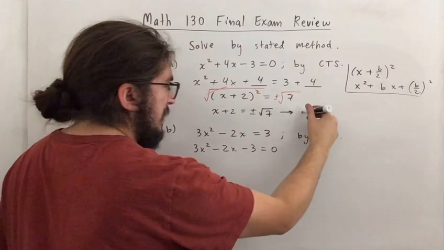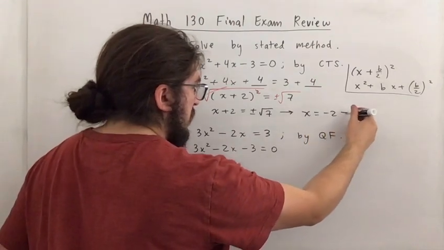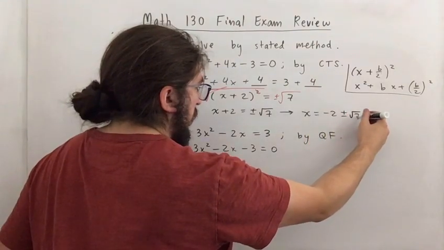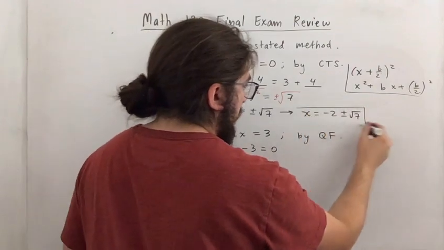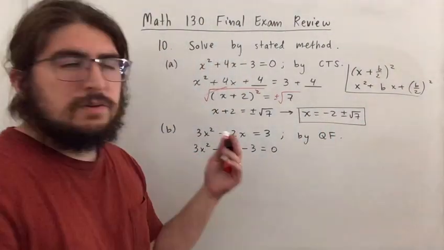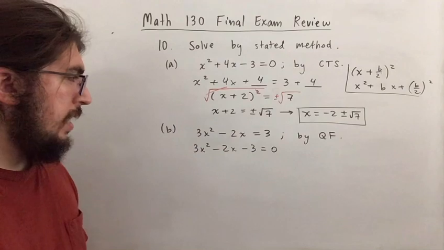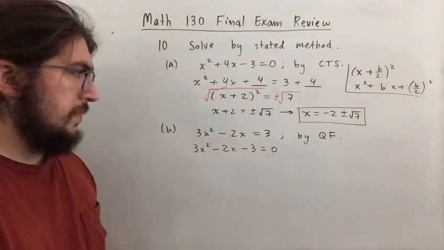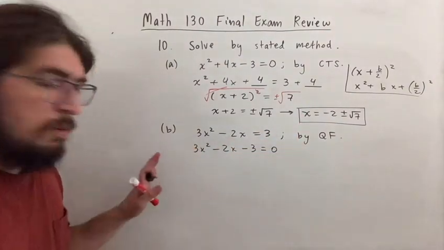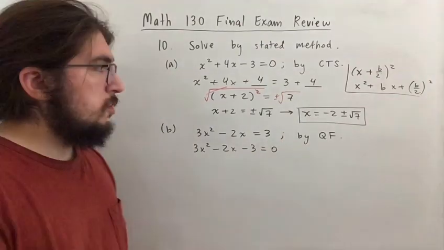Subtract the 2 to the opposite side, we get our answer: x is equal to negative 2 plus radical 7 or negative 2 minus radical 7. I meant to say radical 7. There we go. I'm writing it, of course, here with the plus minus notation. Okay, so now what about quadratic formula, QF for short?